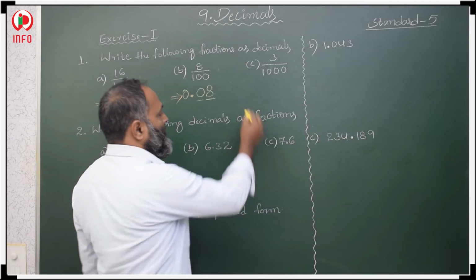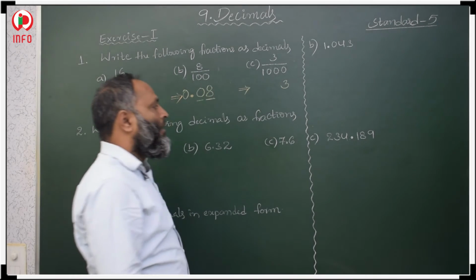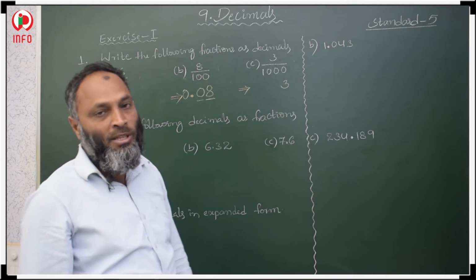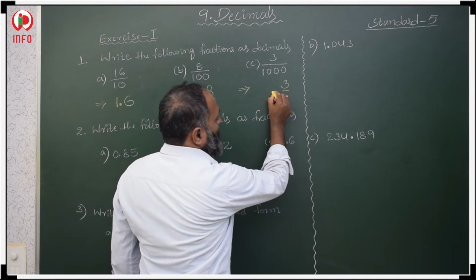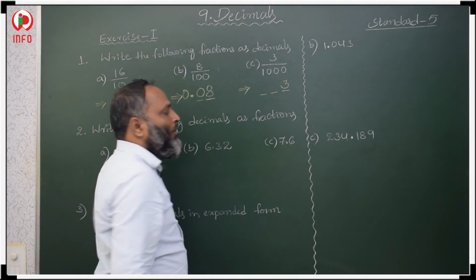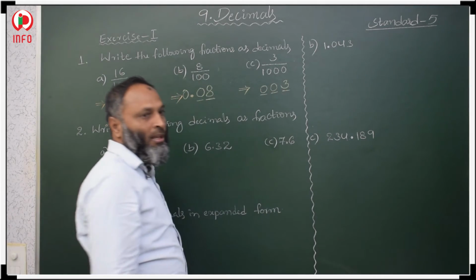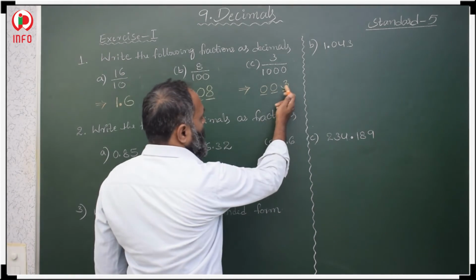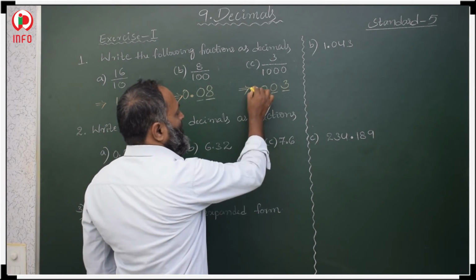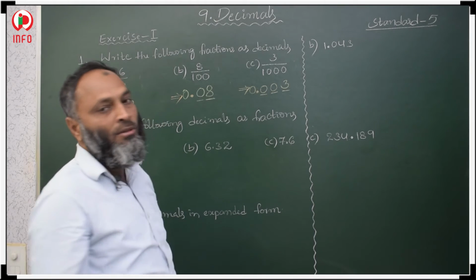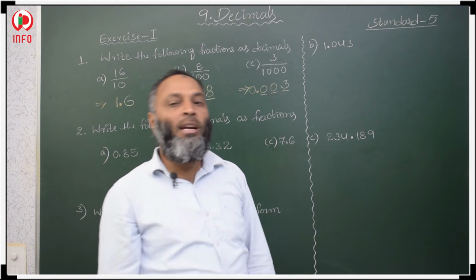The third fraction, the same thing. First we take the numerator 3, and in 1000 we have 3 zeros. That means after 3 places we keep a decimal. Here we have one place, we want two more places, so we keep 0 here and 0 here. Now it is 3 zeros, 3 decimals, 1 2 3, 3 places. Before the point nothing is there, so we keep 0: 0.003. This is the method to write a decimal fraction as a decimal number.